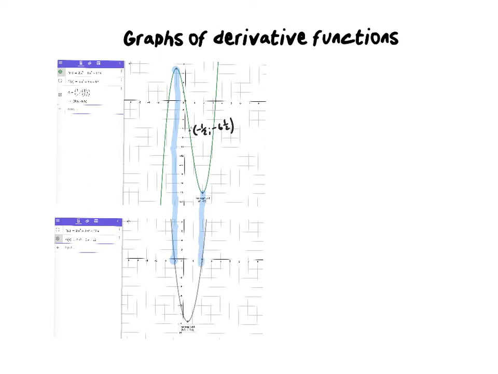So the x value of the turning point of the original function is equal to the x-intercept of the derivative function. Why is that the case? This graph is the graph of f(x), so y equals f(x). And this is the graph y equals f'(x), the derivative of f(x).